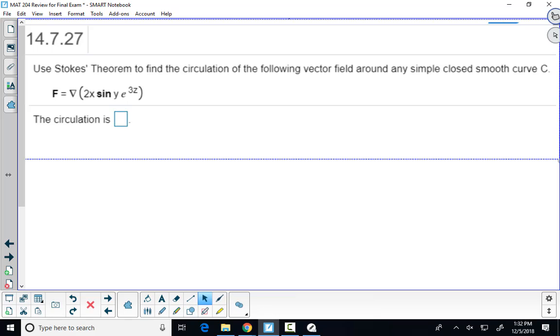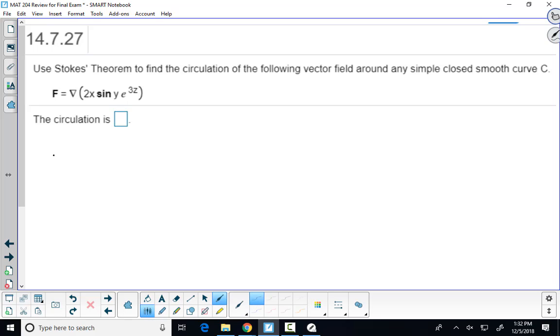The curl of F. So first off, what is F? Let's write F out explicitly. F is del phi.